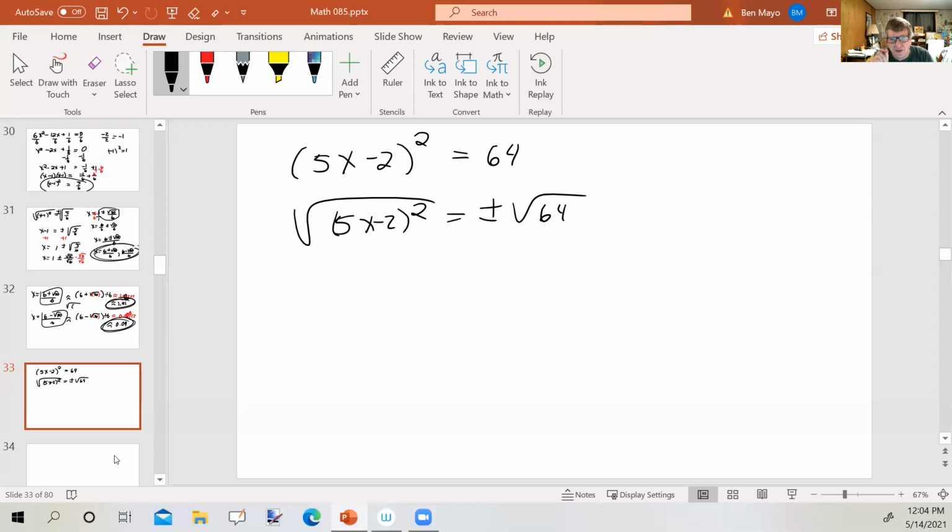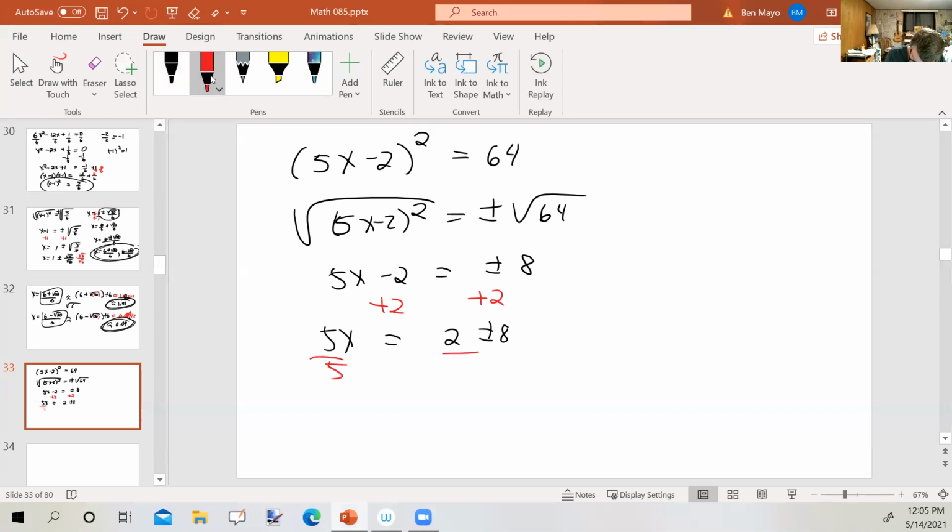That's a typical mistake students make. They leave out the plus or minus, and basically they've just thrown away one of the two solutions. So now we're going to get 5x minus 2 equals plus or minus 8, because the square root of 64 is 8. Okay. Now I'm going to add 2 to both sides. So I've got 5x equals 2 plus or minus 8. Then I'm going to divide both sides by 5. So x equals 2 plus or minus 8 all over 5.